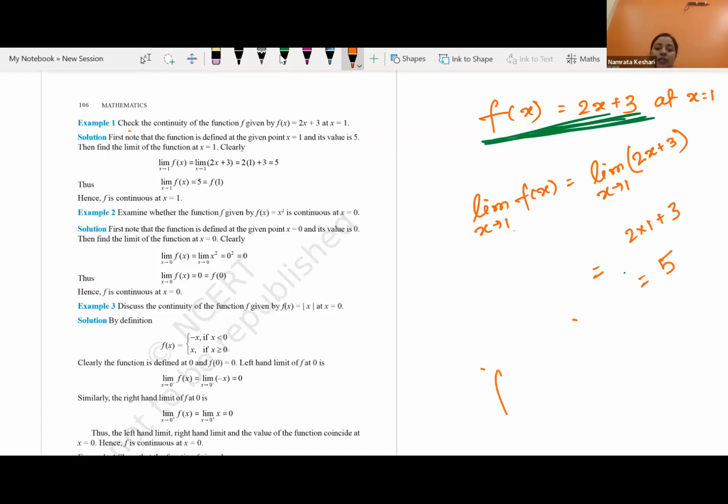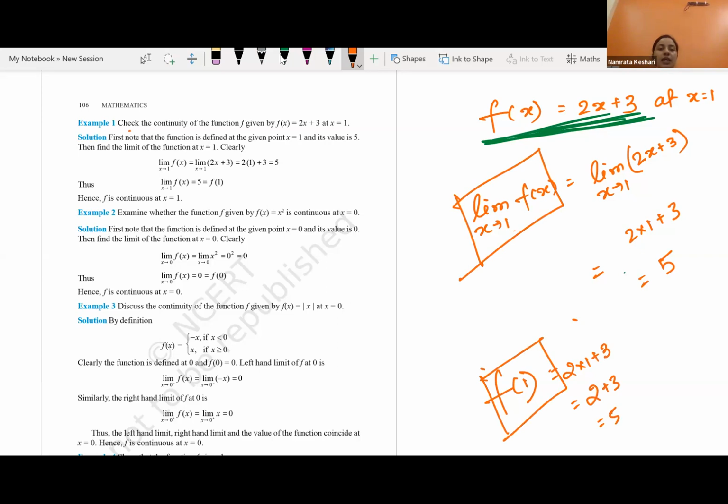And what about f of 1? f of x is 2x plus 3. So f of 1 will be 2 into 1 plus 3, right, Miraj? That is 2 plus 3, that is 5. So we can see the limit and the function's value at 1 are the same. Hence the function is continuous at x equals 1. Getting it? Okay. We are done with example number 1.